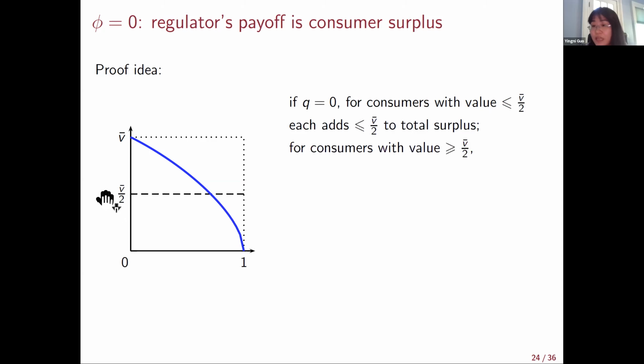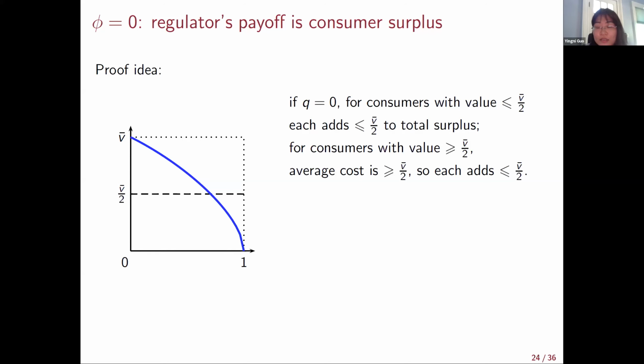Because my price cap is half V bar, and I choose not to produce. The only reason is that the cost of serving these consumers is more than half V bar per consumer. So that means the social surplus that I lose is actually this small triangle. So this is not more than half V bar per consumer. So this shows that my regret is at most half V bar.